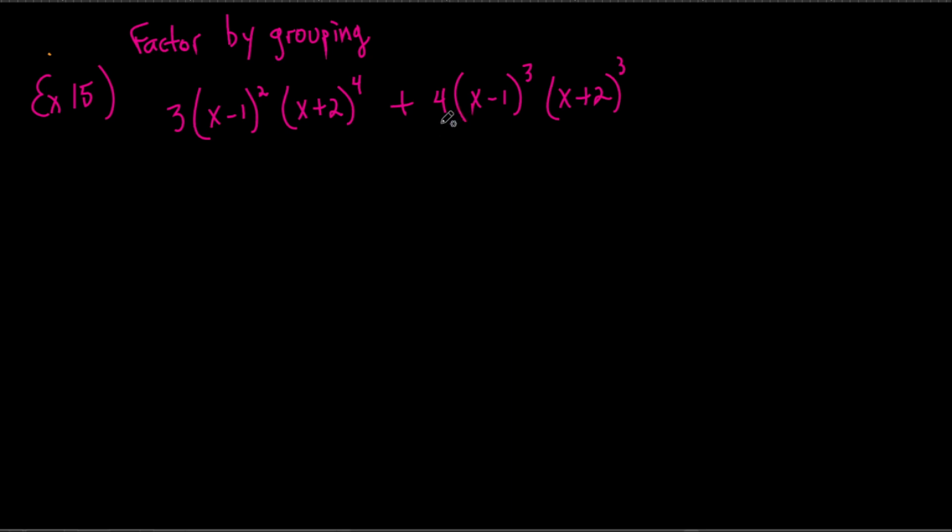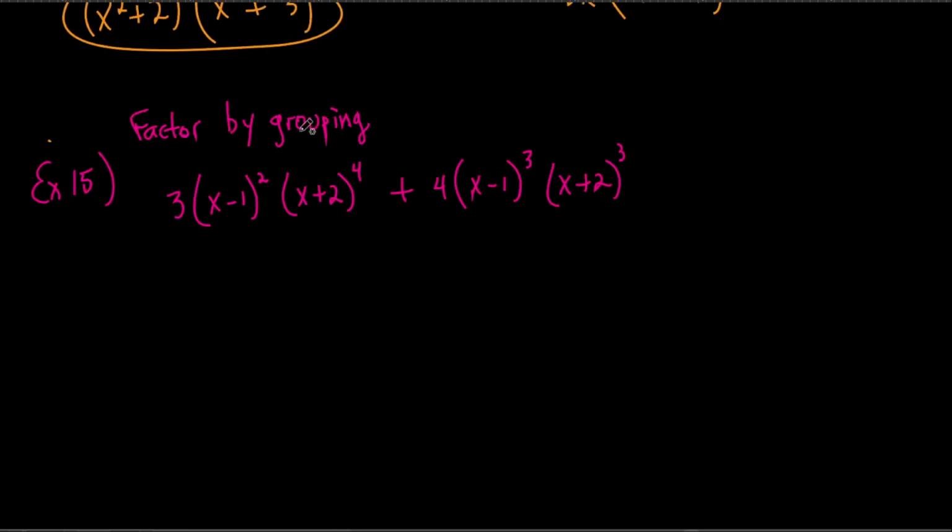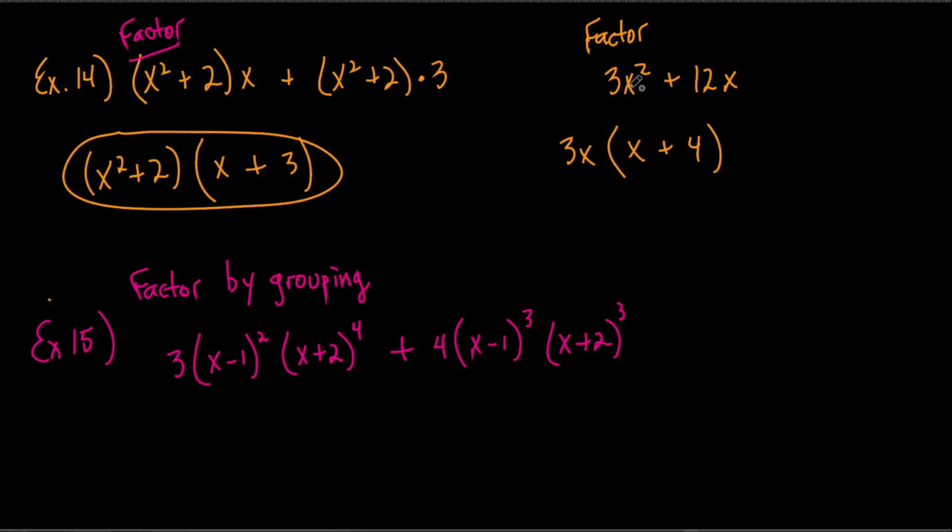4 is not in common with both of them. So let's take a look at this. I got an x minus 1 to the 2nd power, or x minus 1 squared. So I've got an x minus 1 squared here. Look, I got an x minus 1 over here, but this one is cubed. So which one is in common with both of them? Well, the squared is.